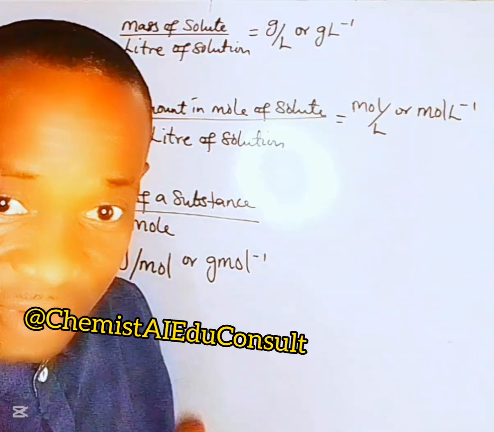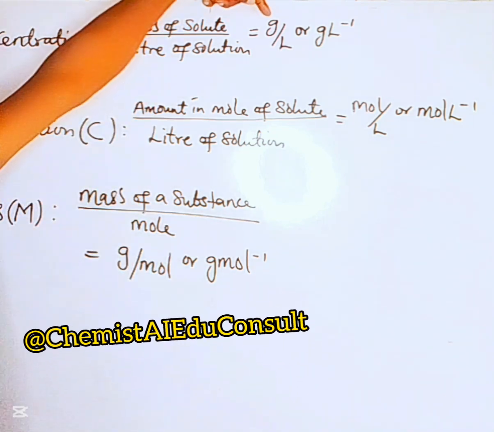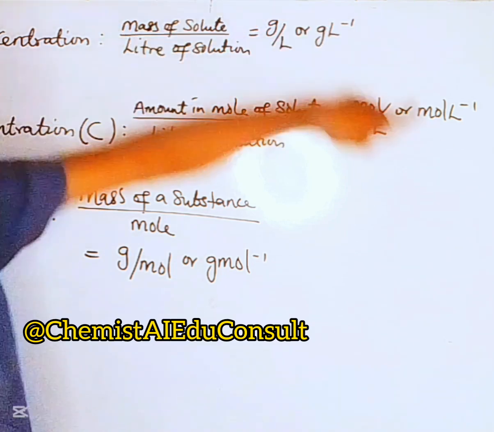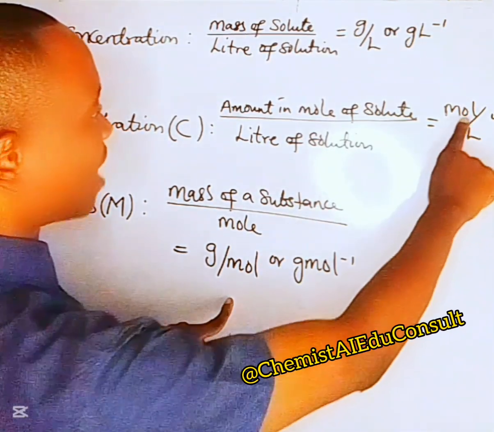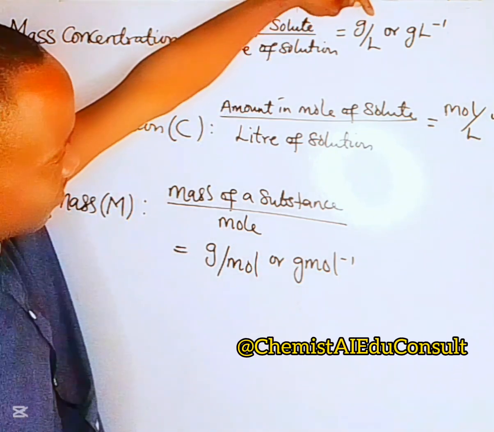Now, if you watch the units closely, you will detect a pattern. You can see gram here, gram here. You can see liter here, and liter here. Now, look at what we are going to achieve. If you multiply this by this, let's see if we can get this.